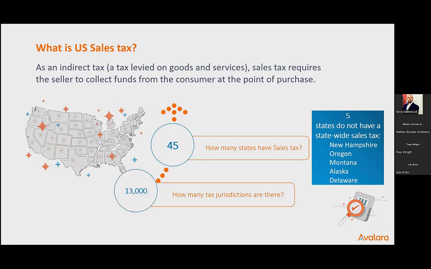But the US doesn't like to make things easy. There are over 13,000 tax jurisdictions across the US. So trying to calculate sales tax manually can be very challenging indeed.